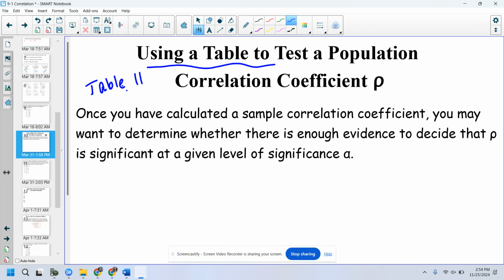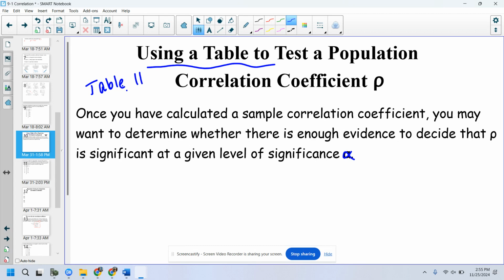You should only be looking at the right side of this page. You see the Table 10 and then the Table 11. I kind of scribbled out the Table 10. Once you've calculated a sample correlation coefficient, you may want to determine whether there is enough evidence to decide that rho, which again is the population correlation coefficient, is significant at a given level of significance. And that should be alpha, right? And again, that's the confidence at which you can make this statement about the population correlation coefficient.